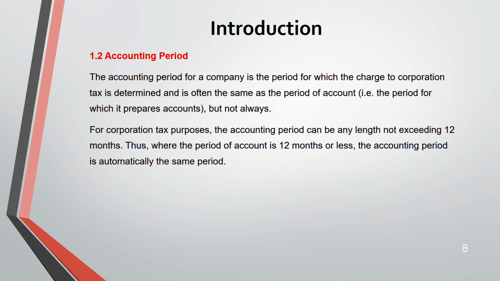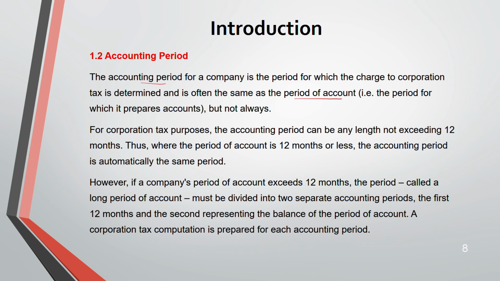For corporation tax, your accounting period can be of any length not more than 12 months. Where the period of account is 12 months or less, the accounting period is automatically the same period. The period of account and the accounting period are often the same but not always. If your period of account is 12 months or less, your accounting period will be the same as the period of account.